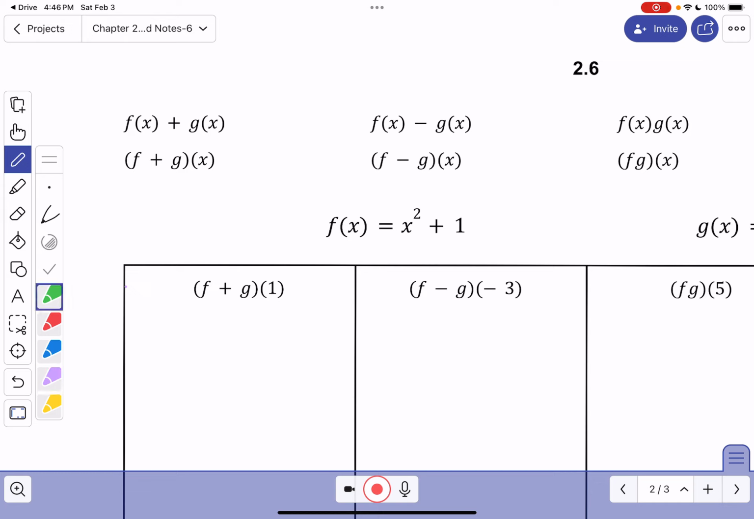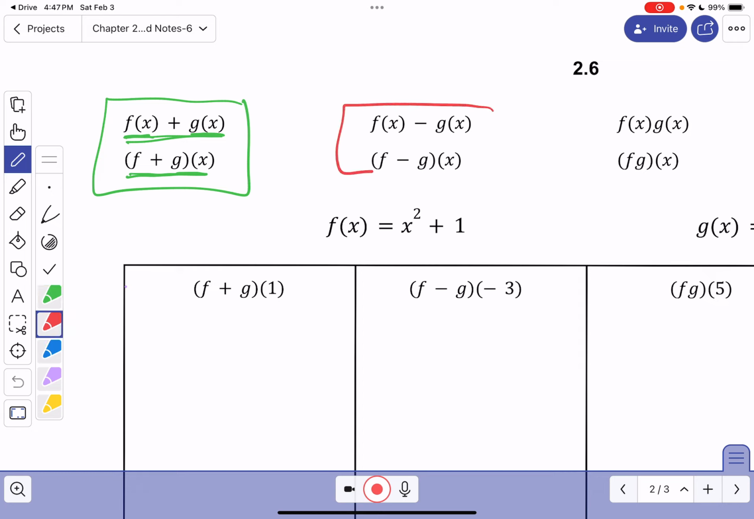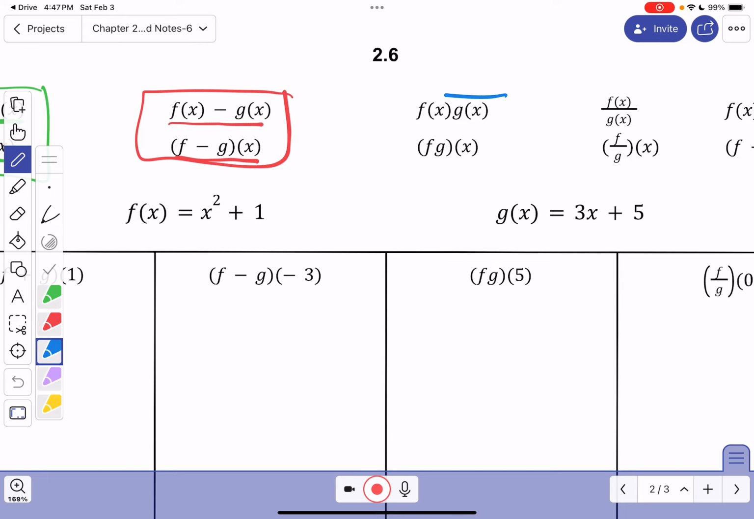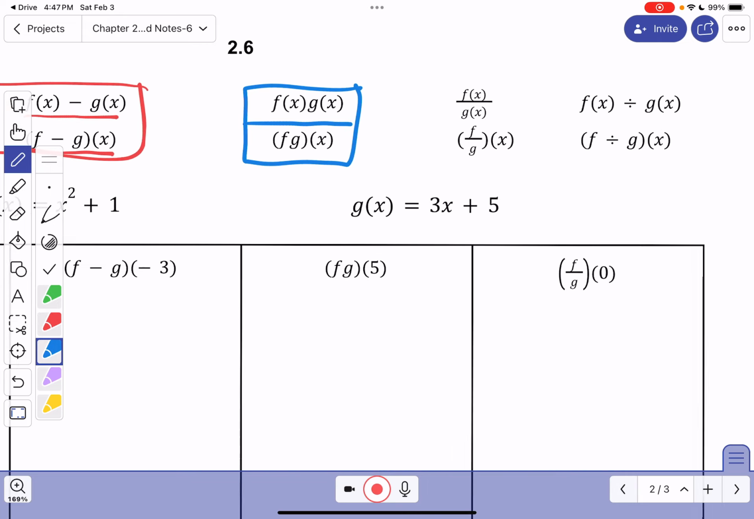So if you see either of these, f of x plus g of x, or f plus g in parentheses of x, both of those are saying plug in x to these and add them together. When it looks like this, f of x minus g of x, or f minus g of x, it's saying plug the number in and subtract them. The same goes for f of x, g of x, or fg of x: multiply them.